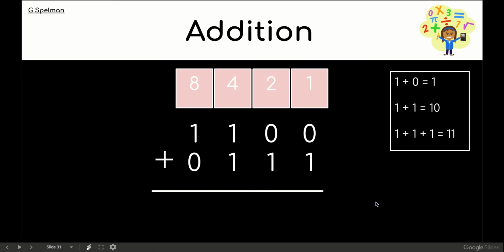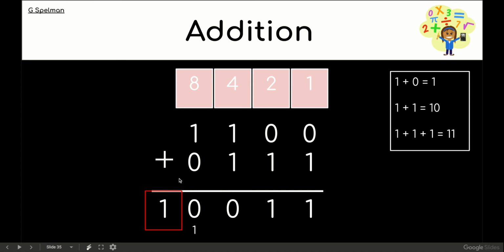Okay, another one for you to have a go at. So if you pause the video, have a go at this. And now I'm going to reveal the answer. So starting again, as always, from this side, 1 plus 0 is 1. 1 plus 0 is 1. 1 plus 1 is 0, carry 1. And 1 plus 1 is 0, carry 1.